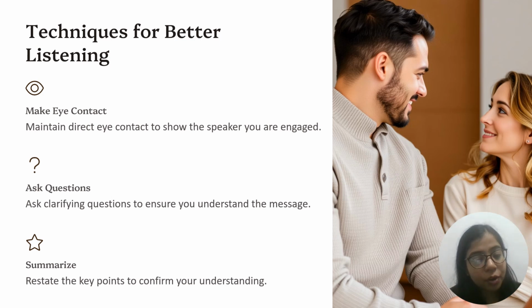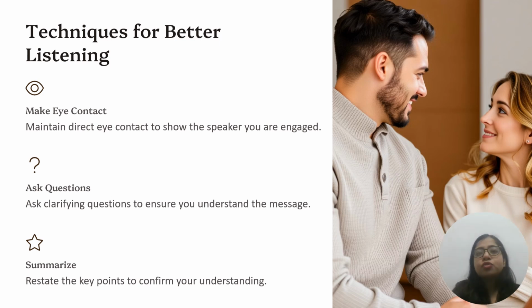Next is summarize. Restate the key points to confirm your understanding. Like when you go and watch a movie, you come back and you tell the story to your mother. This happened in the movie, this happened. It means that you were actively watching the movie and you were actively listening to the dialogue. Sometimes we actively listen to the dialogue, and those dialogues stay with us all our life.